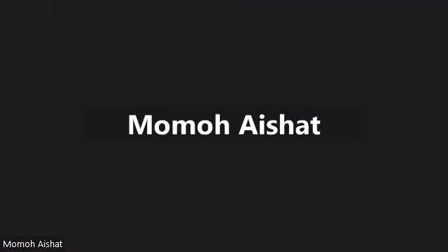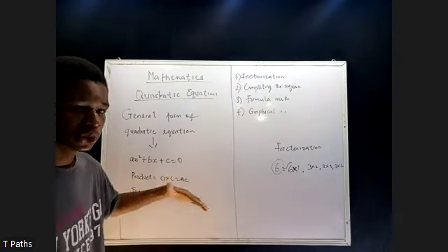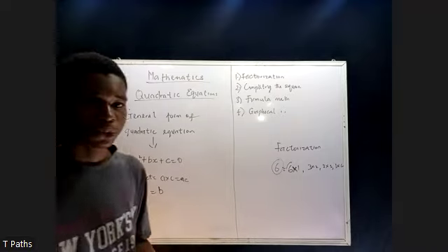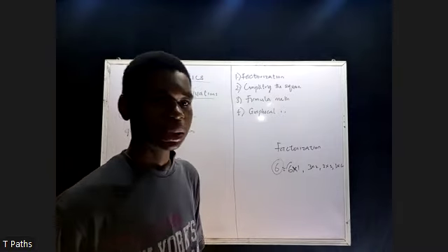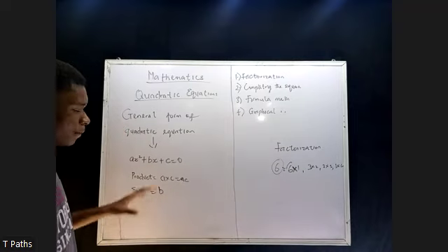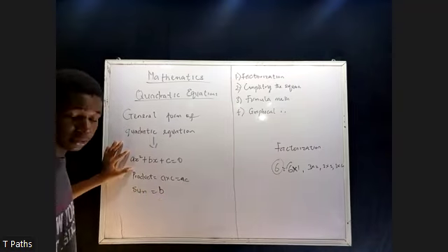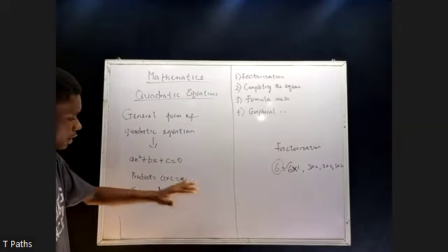Thank you. So, like I was saying, in factorization, we're going to be working with product and sum. Now, what is the product? Product is simply the multiplication of the coefficient of x squared and the constant. So from the general form of the quadratic equation we are seeing here, the product is a times c.